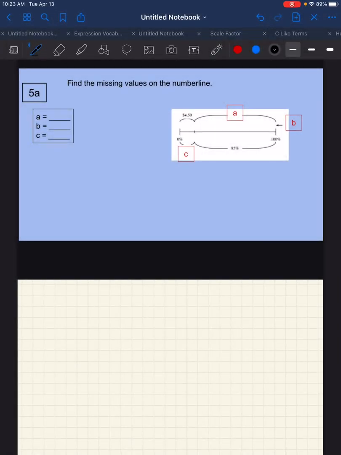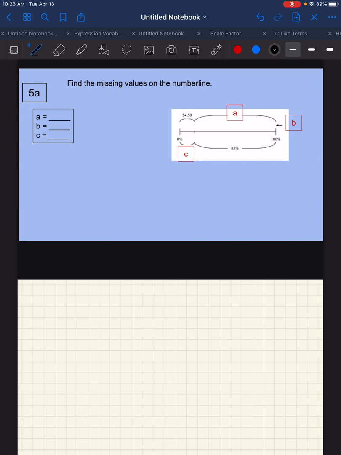Okay, little example here for us to watch before we do problem 5B, which is your problem. This is the example. So we have a percent number line to fill in the missing parts A, B, and C. Now, just because they're A, B, C doesn't mean we have to solve them in that order. Because when I look at this one, I would say that C is what I want to solve first.